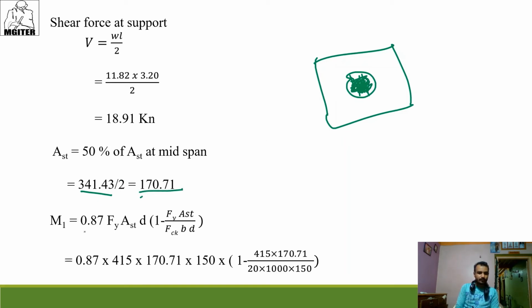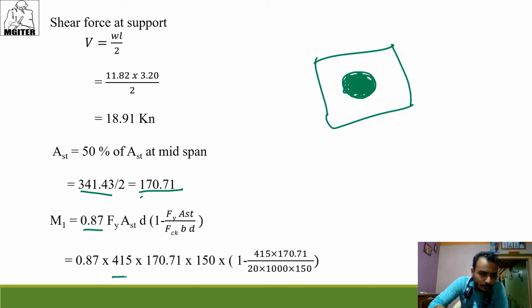So M1 we can find out from this equation: 0.87 Fy AST d into 1 minus Fy AST divided by fck b d. So why do we use this 50% for the mid span? Because of the maximum bending moment at the center. Okay, so found M1.